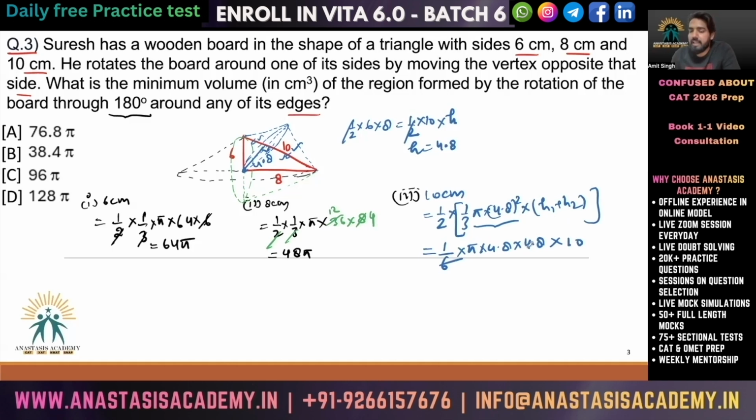So this gets cancelled by 6, 8 times. So it would be equal to 38.4 pi. So we have to answer what is the minimum volume of the region formed by the rotation of the board. It would be 38.4, because in the first case it was 64 pi, in the second case it was 48 pi, in the third case it is 38.4 pi. So the correct answer has to be option B.